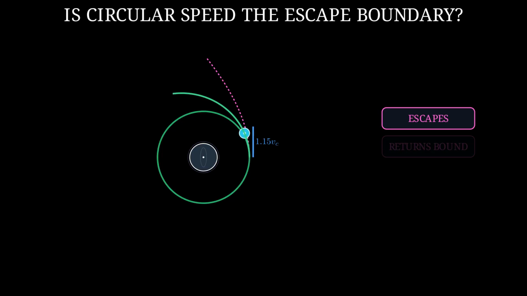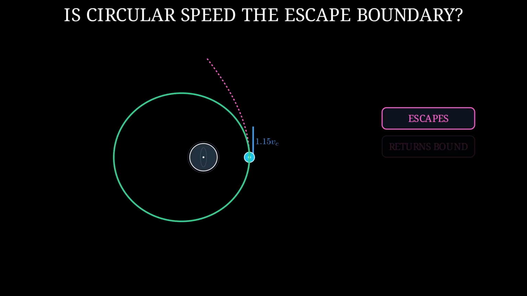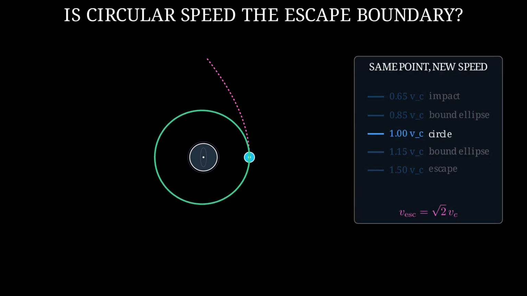Run the probe at 1.15 times circular speed. It moves outward, slows, and returns in a wider ellipse. The committed escape path was plausible, but circular speed is not the escape boundary. At 0.85 times circular speed, the probe follows a smaller bound ellipse. At exactly circular speed, one special ellipse becomes a circle.